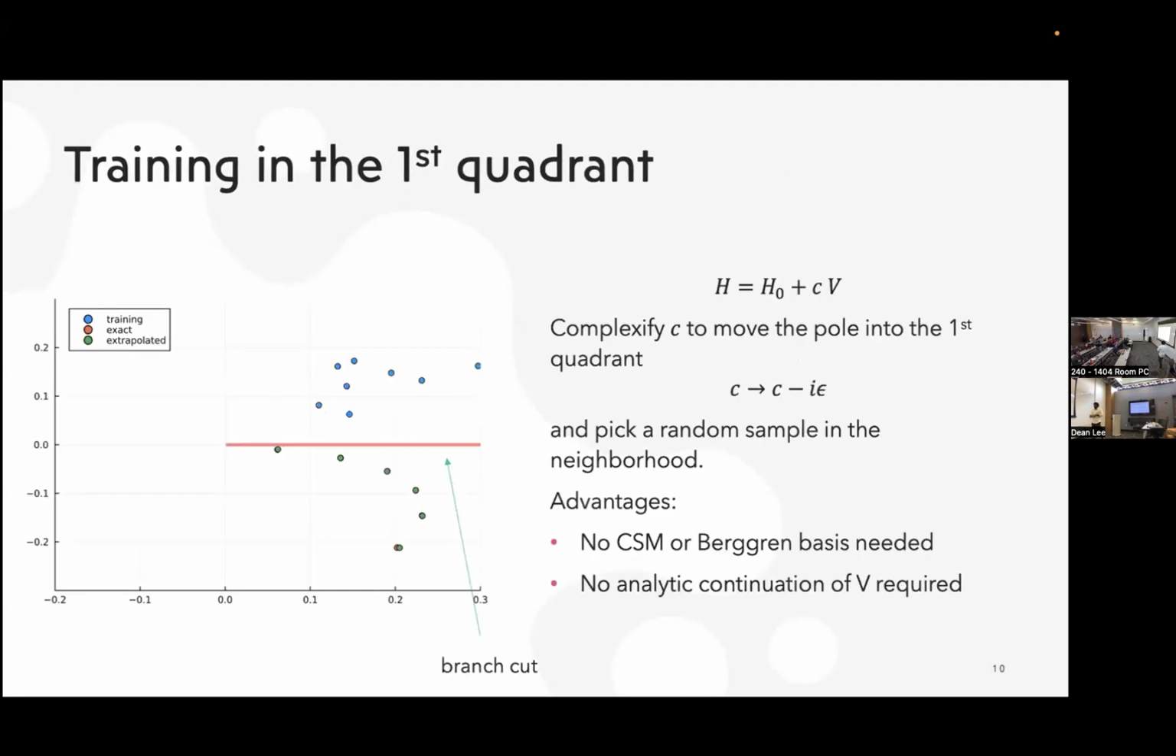Another way of extrapolating resonances is as follows. You have your coupling constants. If you complexify the coupling constant so that your pole moves over to the first quadrant, you can just train on those. You can generate a random sample and build the emulator, and then it turns out you can extrapolate the resonances very easily that way. Here, the orange dots are the exact values, and the green ones are the extrapolated ones. It works really well. This is very similar to Schilling's method, but not exactly.